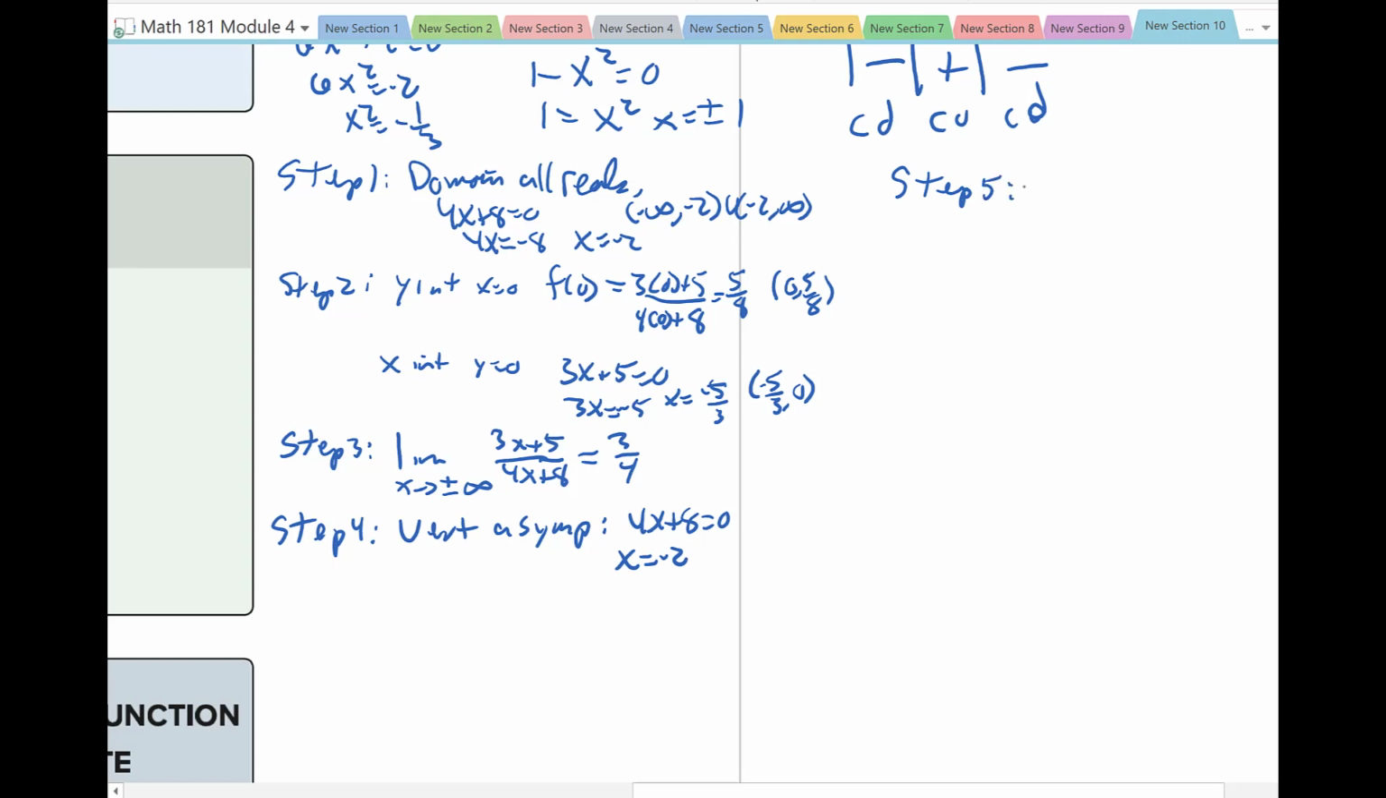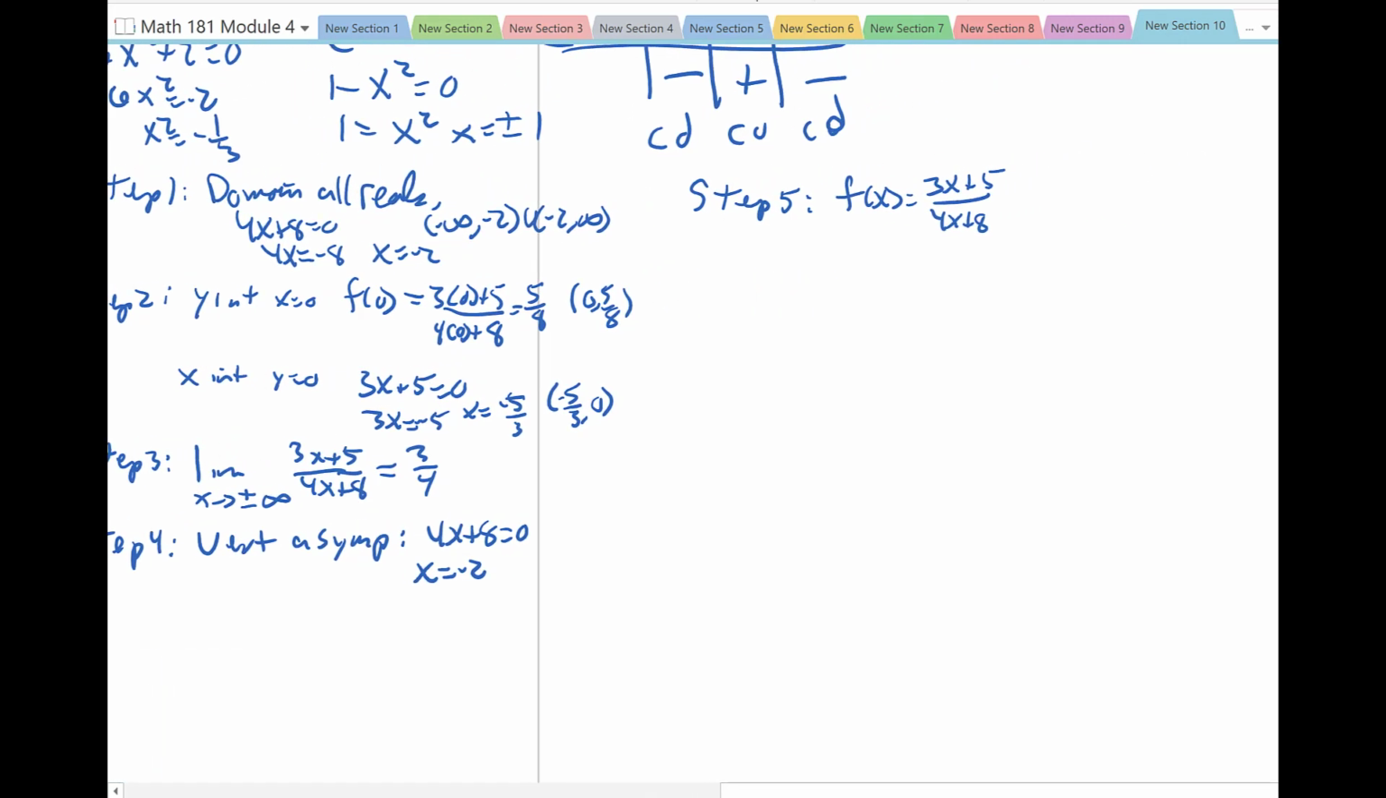So this is going to be looking for maxes and mins. We have f of x equals 3x plus 5 over 4x plus 8. And the derivative, f prime of x, I'm not going to work it all through here, I already worked it out. Came up with 4 over 4x plus 8 quantity squared. And the only critical number is -2.